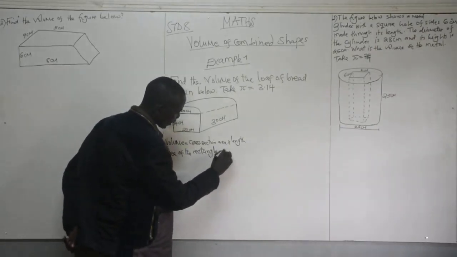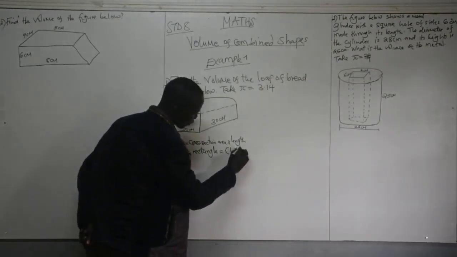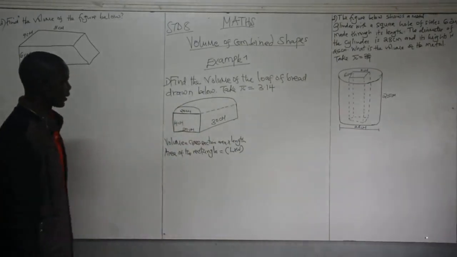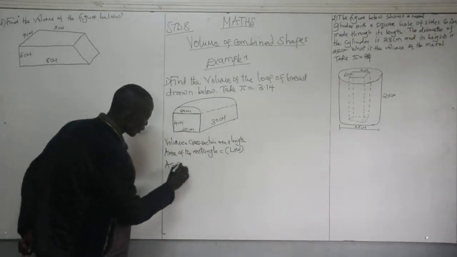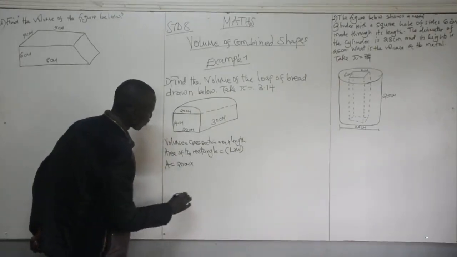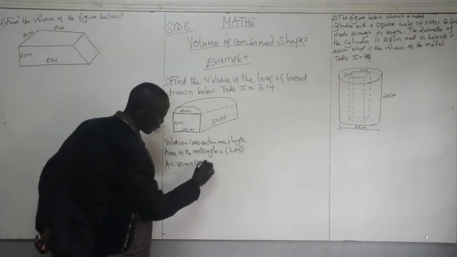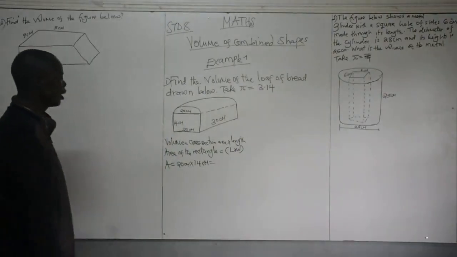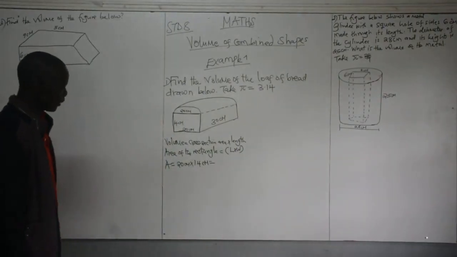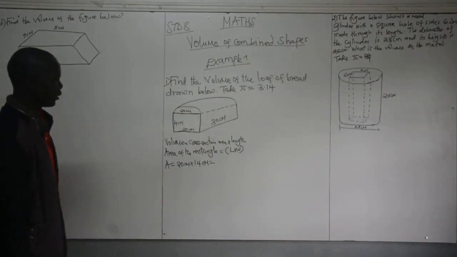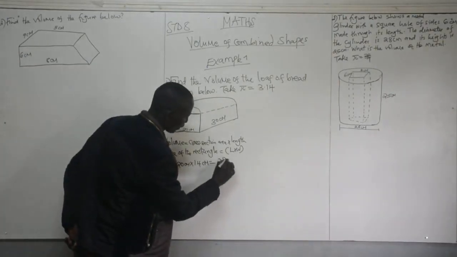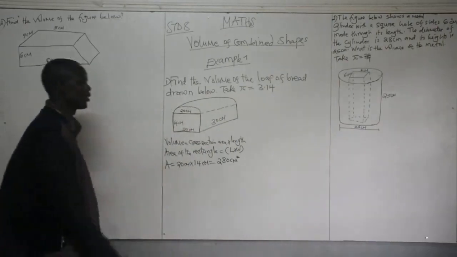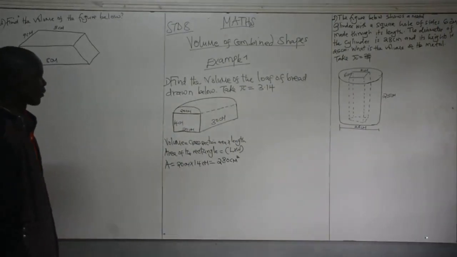Area of the rectangle is length times width. So the area of the rectangle is length, which is 20 centimeters, times the width, which is 14 centimeters. Now can you multiply for me 20 multiplied by 14? So this will give us what? It will give us 280 square centimeters. So that's the area of the rectangle. Now let us look at the area of the semicircle.